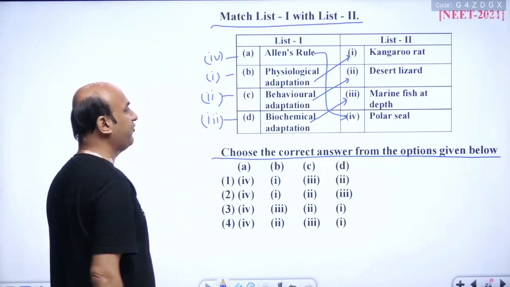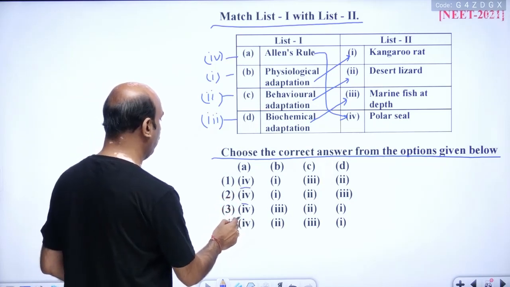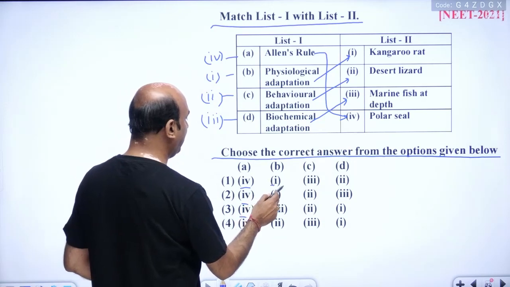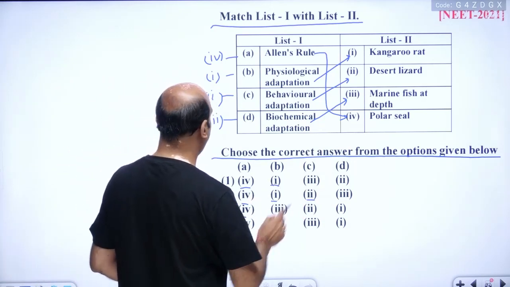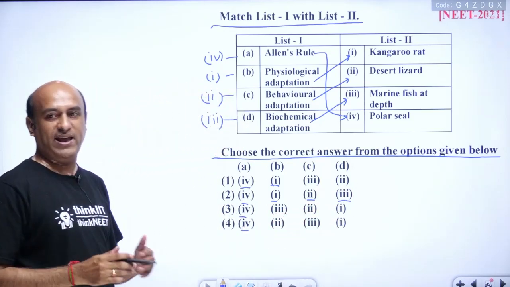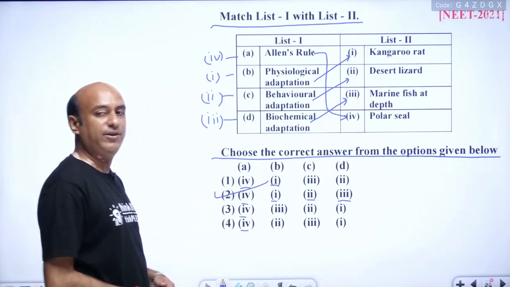So here is the correct answer. A is 4 in option 1, 2, 3 and 4. Now move to the other side. B is 1 in option 1 and 2. C is 2 in option number 2. And D is 3 in option number 2. So here we find our answer. And the correct answer for this question is option number 2.